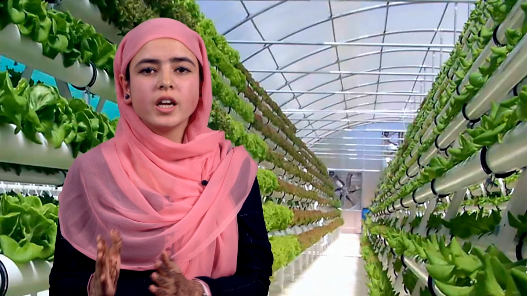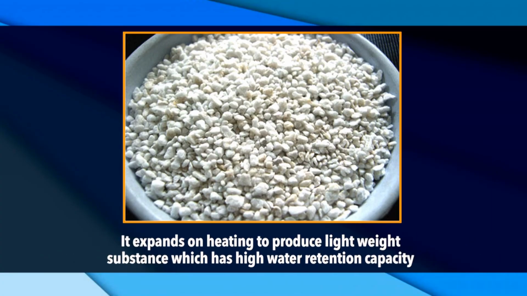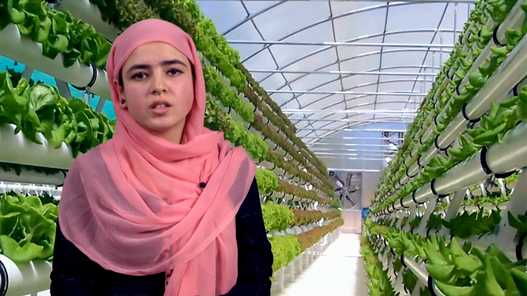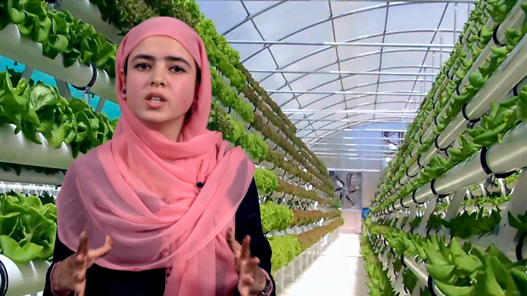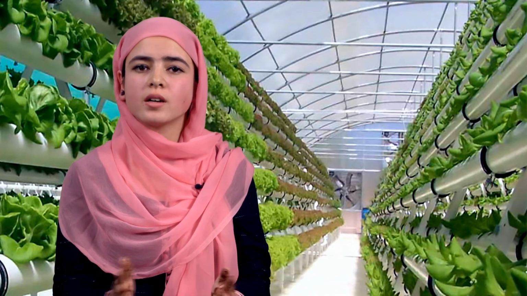Vermiculite is a silicate mineral of the mica family. It expands on heating to produce a lightweight substance which has a high water retention capacity. Perlite is a coarsely glassy volcanic rock. Both these substances provide virtually no nutrients for plants.